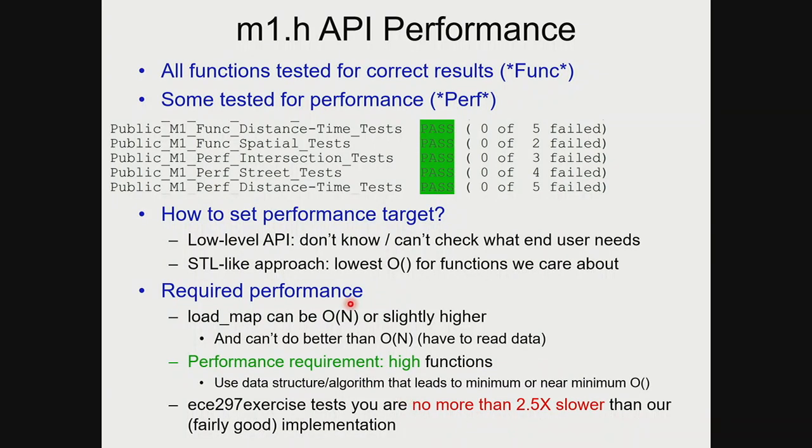Okay, so let's talk about some of these functions and what to expect. What do I mean by the lowest big O notation? For example, in load map, you have to load the data. No matter what, you have to go over all the data in order to store them. So the lowest possible performance on this function is O of n, where n is the number of intersections. You have to at least go over all the intersections in the city and store them somehow. You can do whatever you want with them, but you cannot achieve less than that.